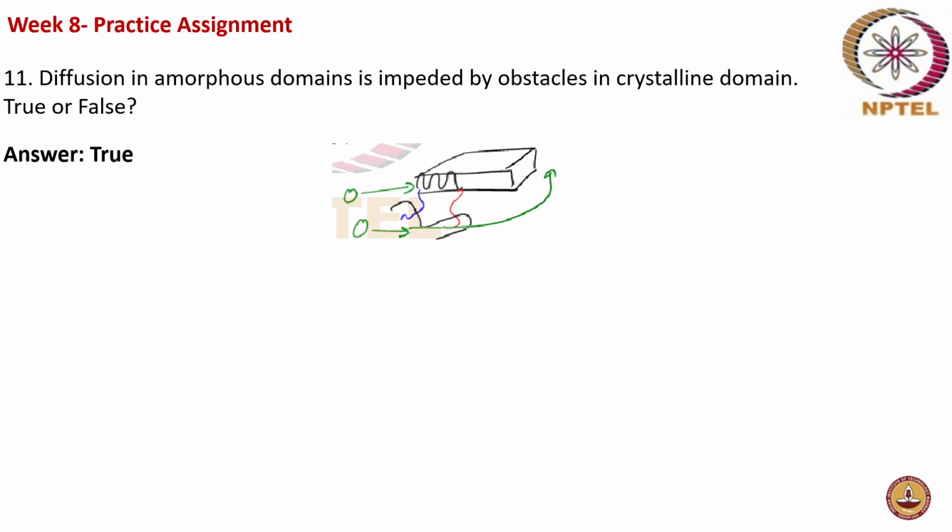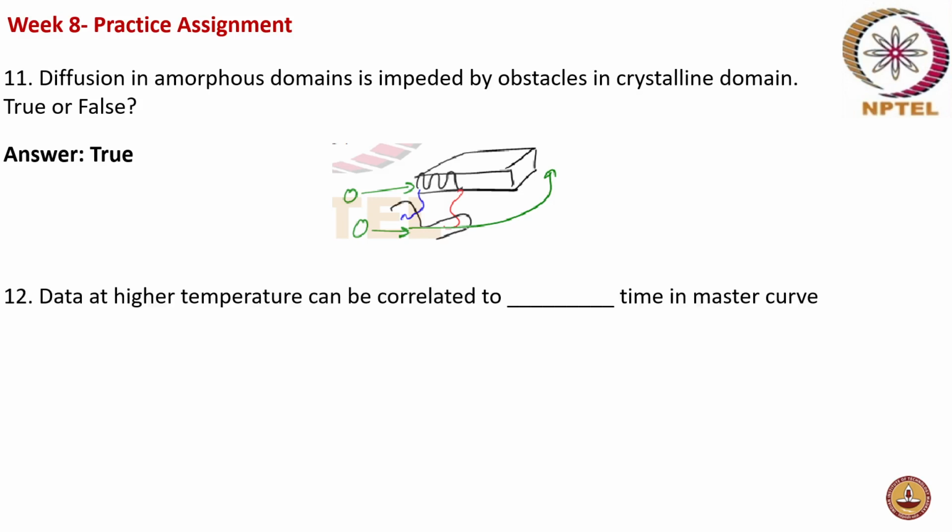For example, in polymers, you have semicrystalline polymers with amorphous and crystalline domains. It is easy to pass through the amorphous domains. So when there are crystalline domains, the diffusing molecules take a route around through the amorphous domains, and leave the crystalline domain. So it has to go through the obstacle of the crystalline domain in order to diffuse.